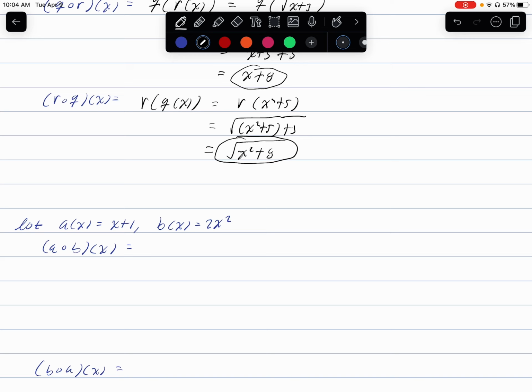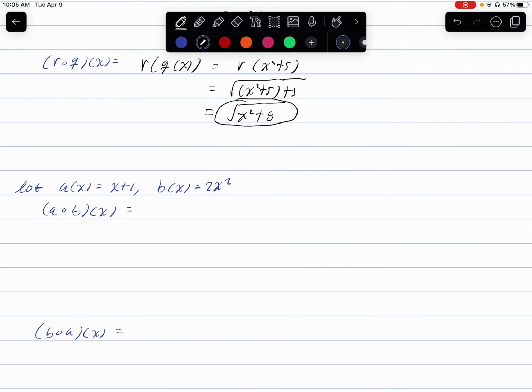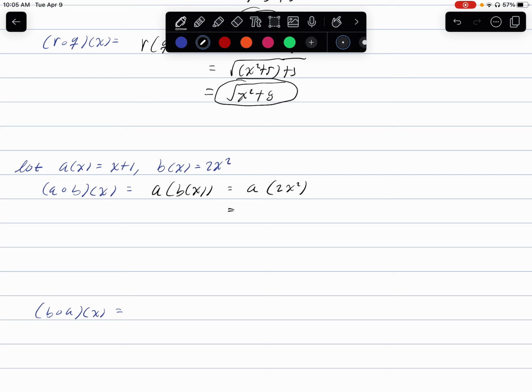So let's do a of x is equal to x plus 1, and b of x is equal to 2x squared. We'll start with a composed with b of x. So this is a of b of x, which is going to give us a of 2x squared. So we can plug in 2x squared anywhere where we see x in a. So we're going to have 2x squared plus 1, and that's actually as simple as we're going to get that. Right? I don't think we can do any more to simplify that, so we're going to call that one good.